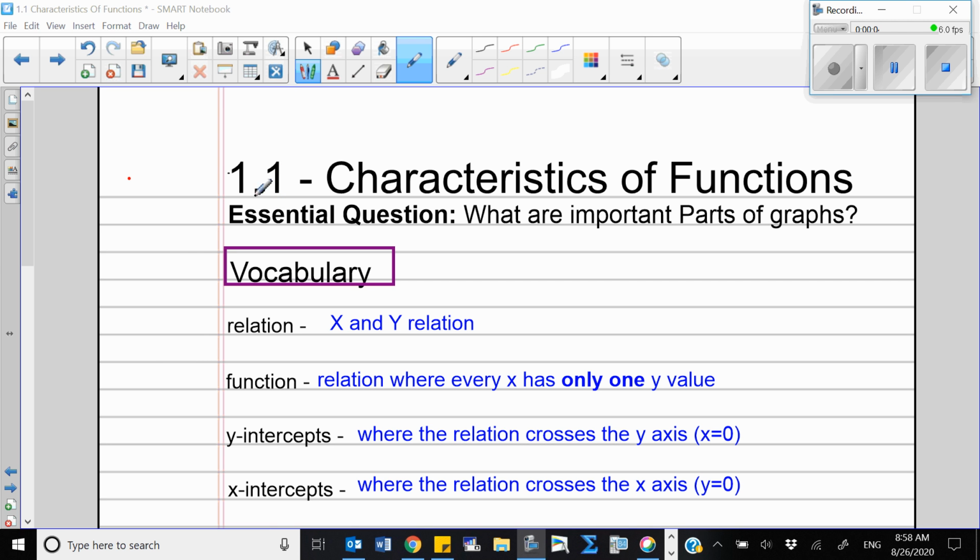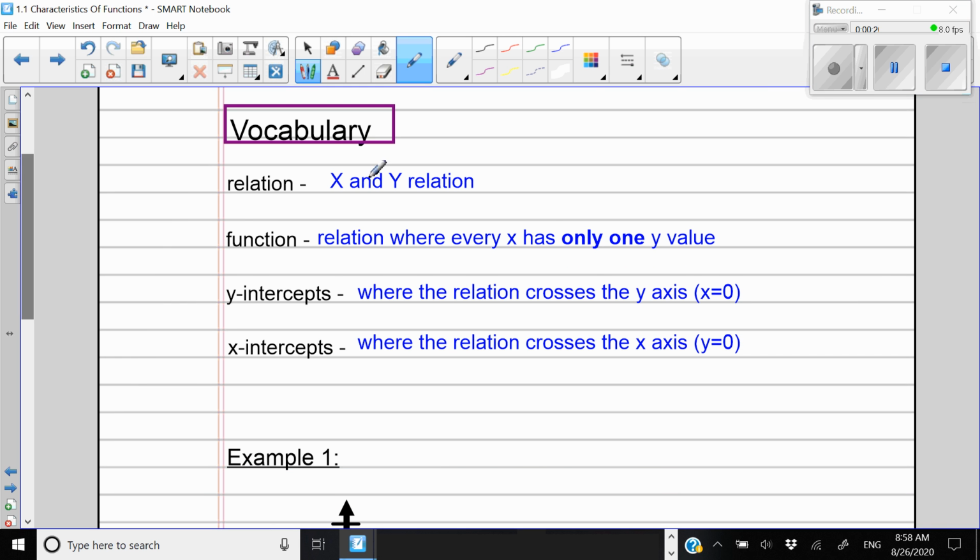Hello everyone. Today we're going to start Unit 1 of Algebra 2. The first lesson is characteristics of functions. The essential question is: what are the important parts of graphs? So we're going to talk about the important parts of the graphs today. First, let's go over some vocabulary.